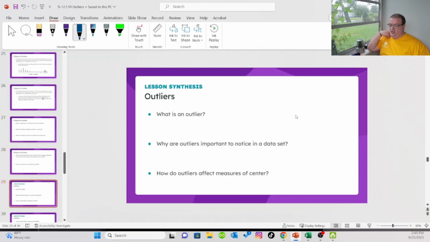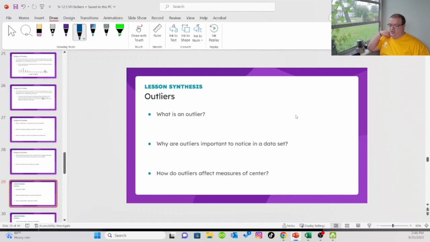So our lesson synthesis, what is an outlier? An outlier is any value that falls more than the IQR times 1.5 above Q3, or any farther below Q1 than the IQR times 1.5. Why are outliers important to notice in a data set? First, you need to understand whether they are there by accident and need to be removed, or whether they are legitimate outliers that you need to leave in there, in which case you need to show through your graph that there is an outlier, or you need to mention in your writing that there is an outlier.